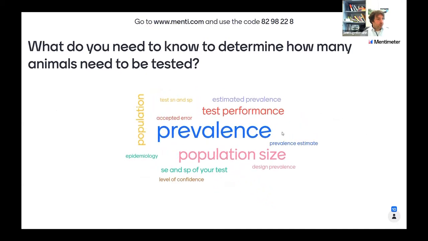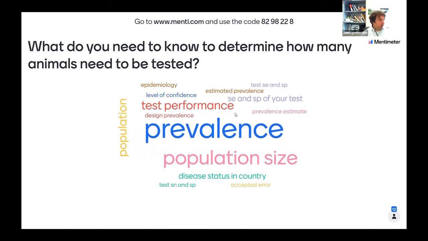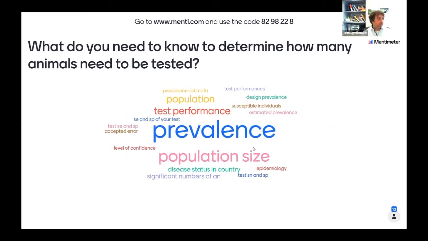We have the prevalence, which is very dominant. And then in small, the design prevalence, and maybe that is a better wording because we don't know yet the prevalence in the population. Population size, yes. Test sensitivity and specificity is always a good idea. And then I can see here the accepted error and the level of confidence.